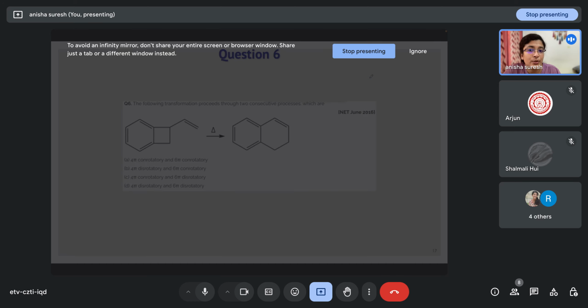Now coming to the next question. Here two pericyclic reactions are involved, okay? The following transformation proceeds through two consecutive processes which are dash and dash. It came in CSIR NET June 2016. And here they have mentioned the condition is thermal.